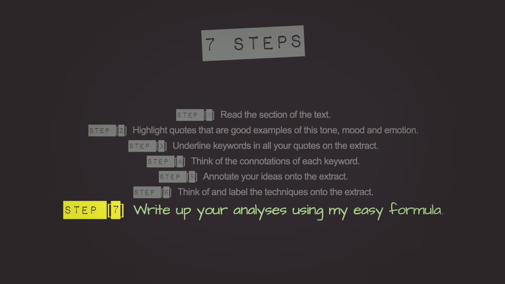Step 7, write up your analyses. Okay, so you've highlighted the quotes, worked out and annotated your connotations, and even labeled your techniques. Now it's time to write up your quotes. Okay, so we saw this formula in the short guide. Remember, you need to write 4 to 6 analyses of these short ones, or less if they're longer with lots of key ideas, with lots of analysis about single quotes.